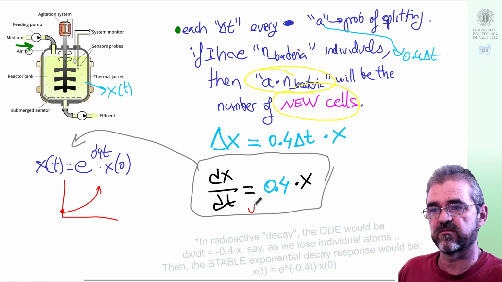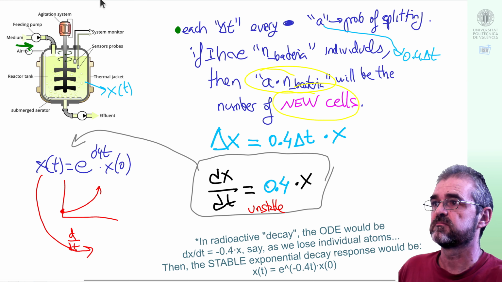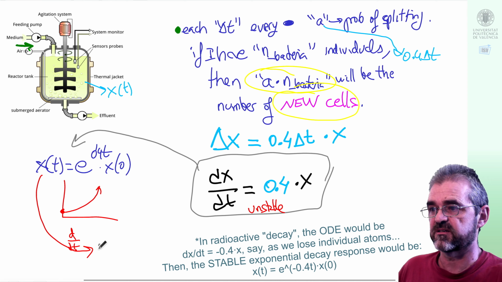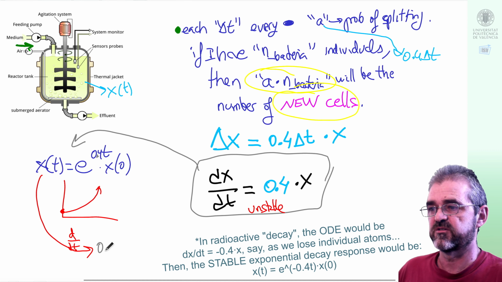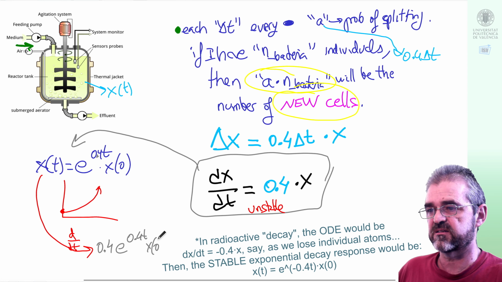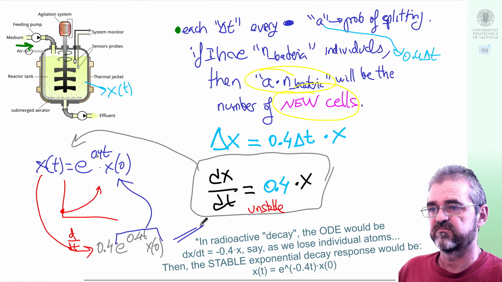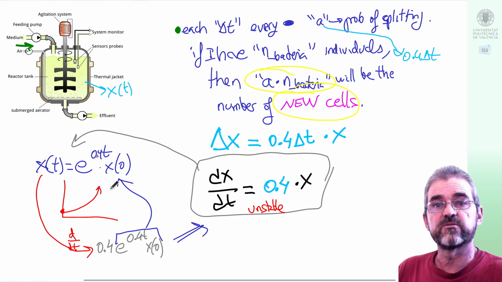This is an unstable response in this differential equation, and indeed it is the solution to the differential equation, because if I take derivatives, then the derivative of this is 0.4 times exponential of 0.4t x0, and indeed this is a copy of x(t), so for sure this verifies this differential equation, and it has this exponential growth.